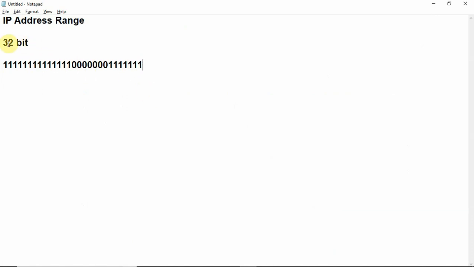So what we do is divide this 32 bits into 4 equal parts, and all these parts are called octets. That means we are going to divide this 32 bits into 4 parts, and each part will have how many bits? 8 bits. Now these 8 bits are called octets, and sometimes also called octlets.